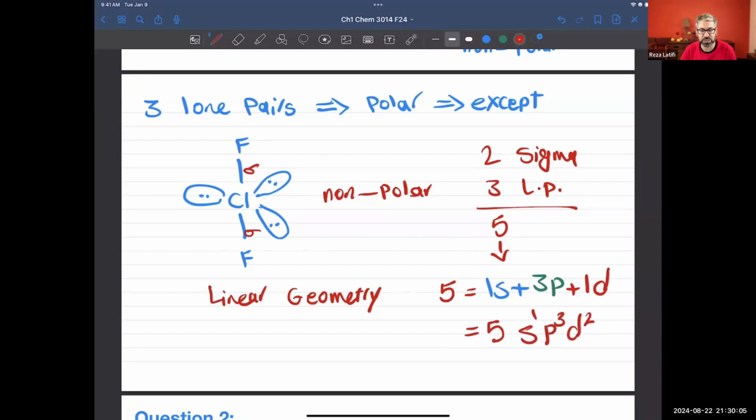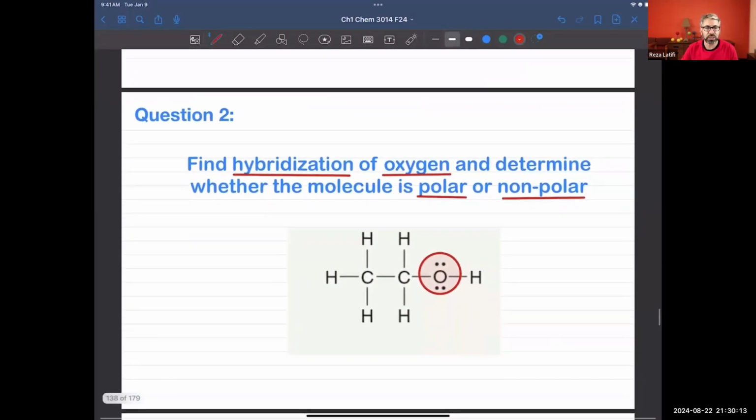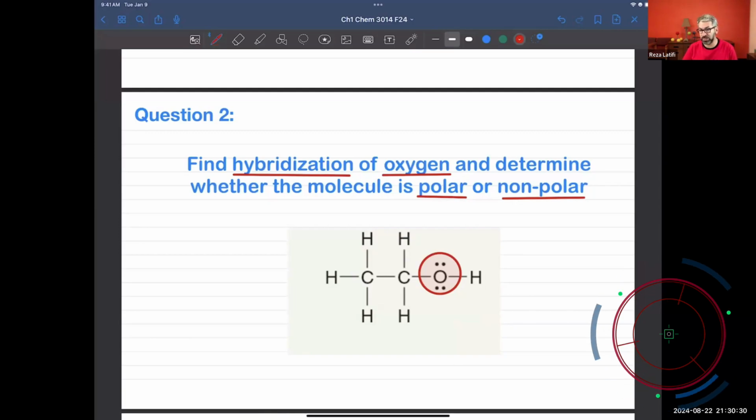Before I wrap this discussion, I'm going to show you the second question that you need to answer. Find the hybridization of oxygen and determine whether the molecule is polar or non-polar. In this case, we have two lone pairs. You need to ask yourself: is it polar or non-polar? What's the hybridization of it? And also try to find the geometry, both electron and molecular geometry of this compound.